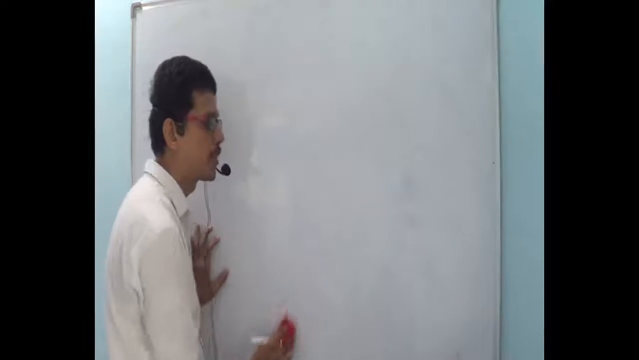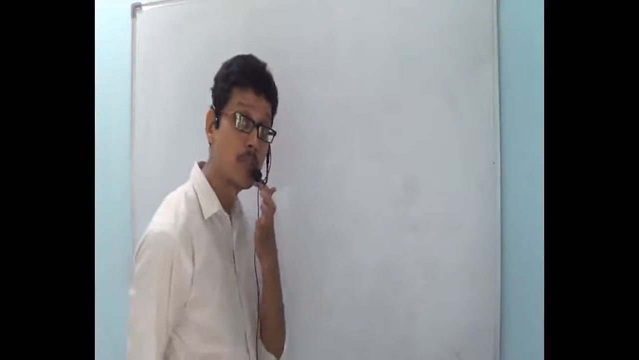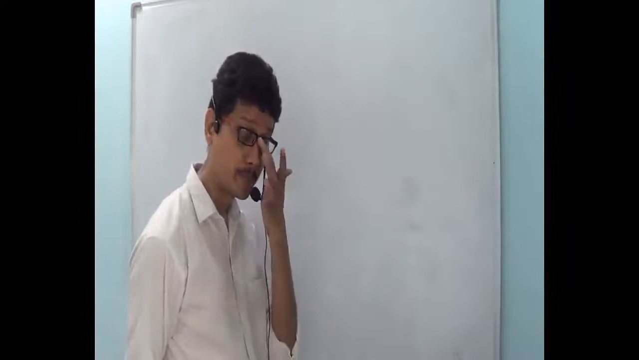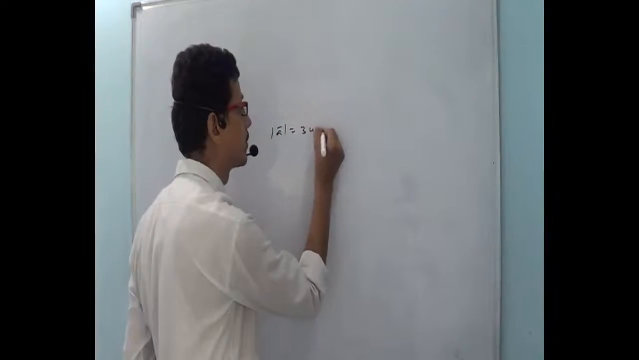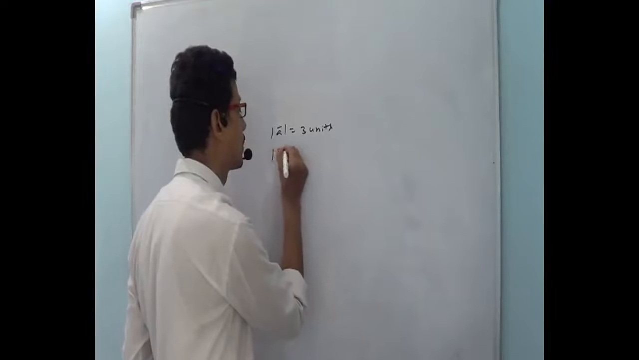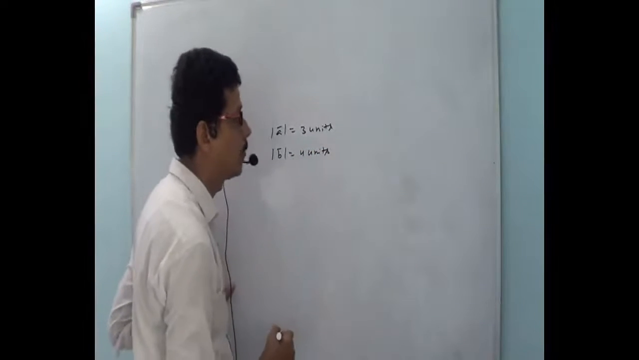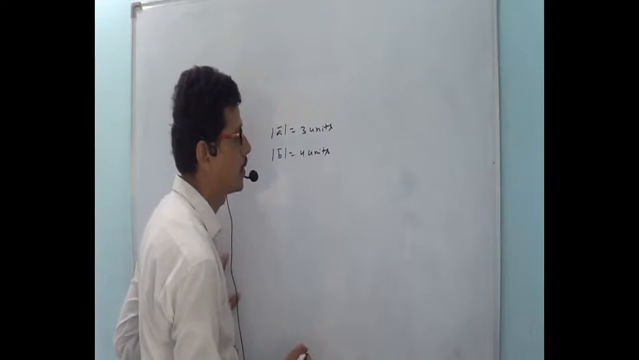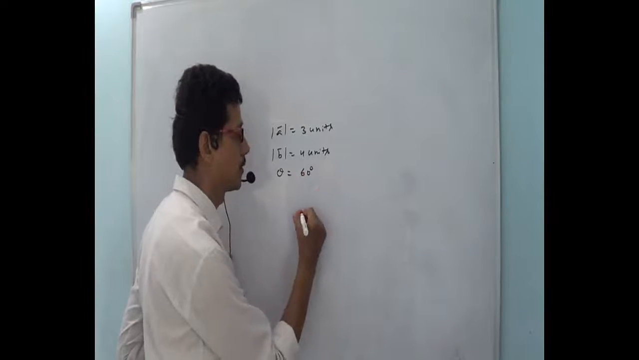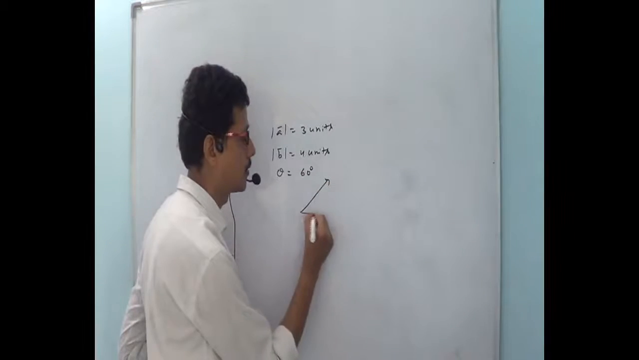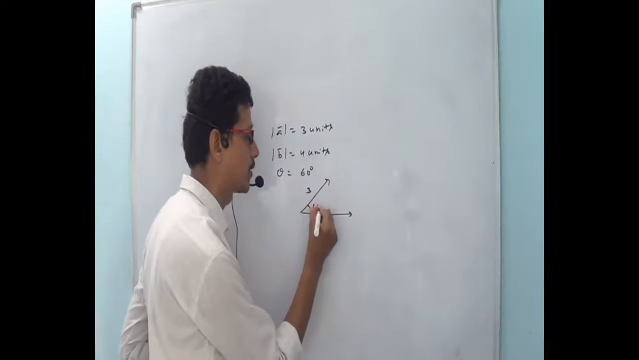And how can you do this with the parallelogram law of vectors? The magnitudes of A and B are given to you. For example, modulus of A bar is 3 units and modulus of B bar is 4 units. The angle between both is 60 degrees. So this is one vector and the other one is this. This is 3 units, this is 4 units and this is 60 degrees.